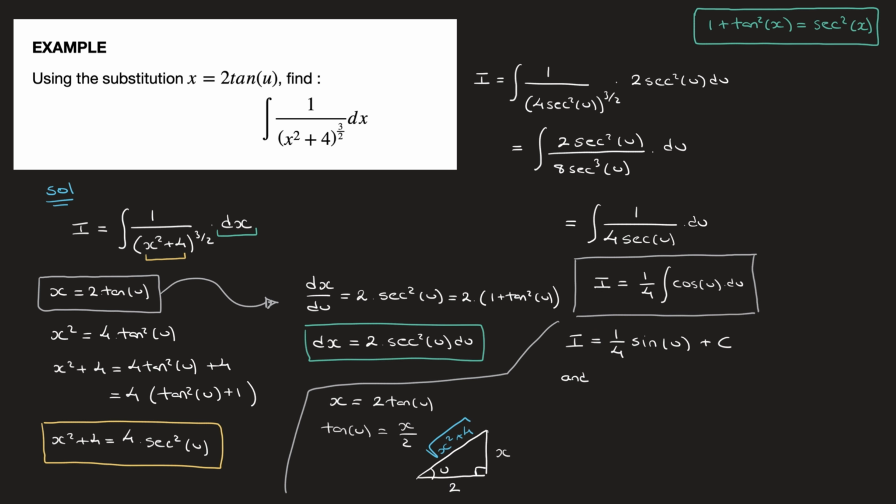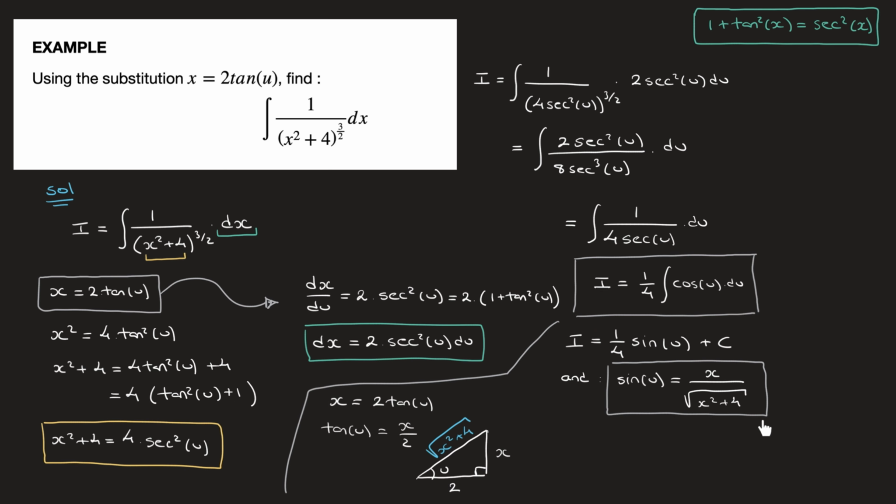And so I'll write something like this. Sine of u is equal to, well, given the angle u here, it's equal to the opposite over the hypotenuse. So sine of u is equal to x over the square root of x squared plus 4. So that's x squared plus 4. And again, in an exam, I would probably box that result.